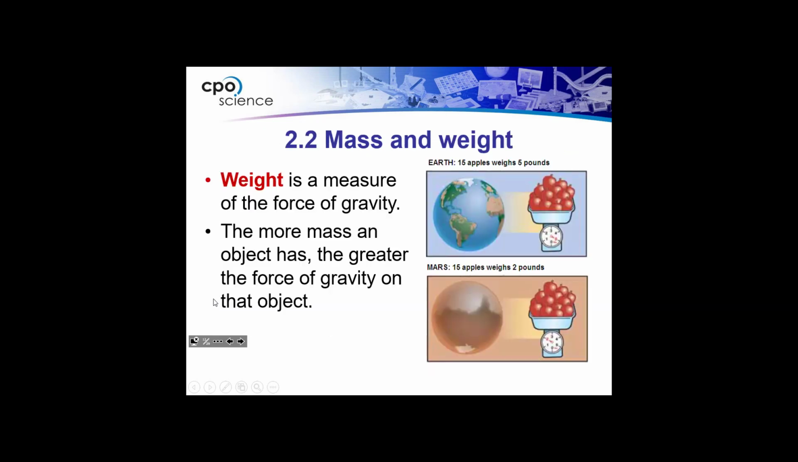Weight is a measurement of the force of gravity, like we just said. The more mass an object has, the greater the force of gravity. So which one would have the greater force due to gravity? That would be Earth, because its mass is larger and therefore it has a larger gravitational pull.